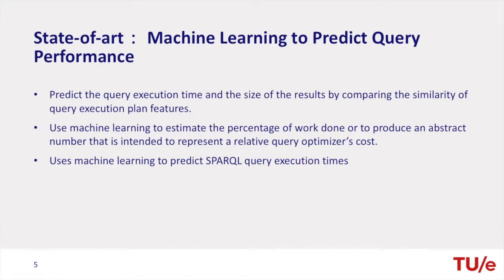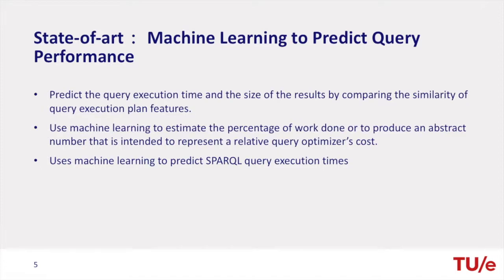And therefore, some researchers try to use machine learning to predict the query performance, since machine learning is good at dealing with complex models, and it is often easier to adapt and use new configurations and data patterns. So there are three kinds of approaches.